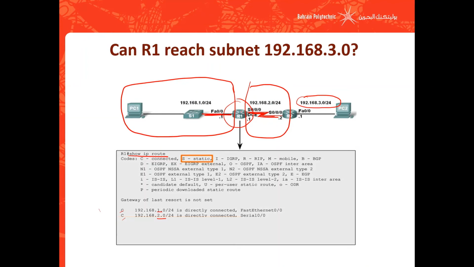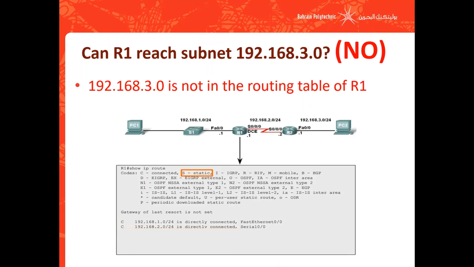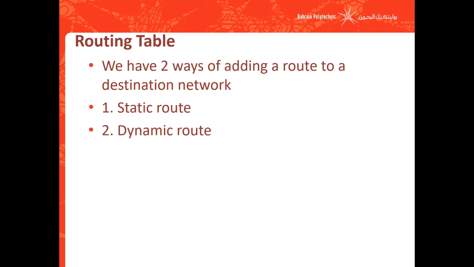So in this case, router 1 doesn't know about 192.168.3.0. So what are we going to do? We're going to add a static route. The router 1 doesn't know about this network because it's not in the routing table, because it is not directly connected to it. Now, you can do two things about this. You can add a static route, or you can add a dynamic route. We will be focused on static routes for now.